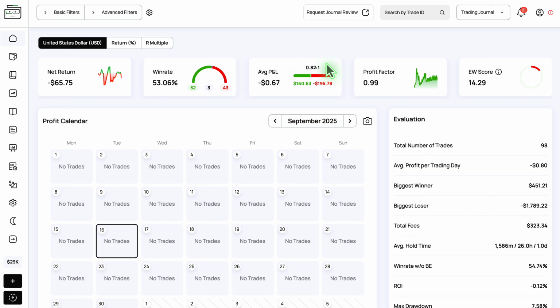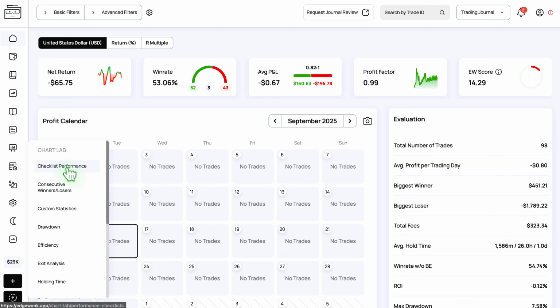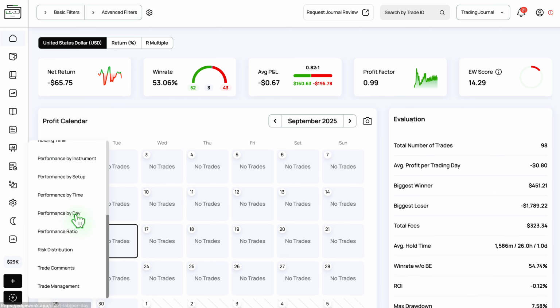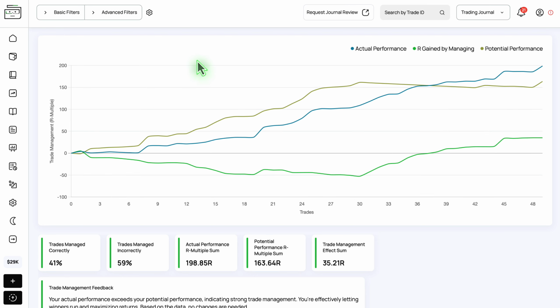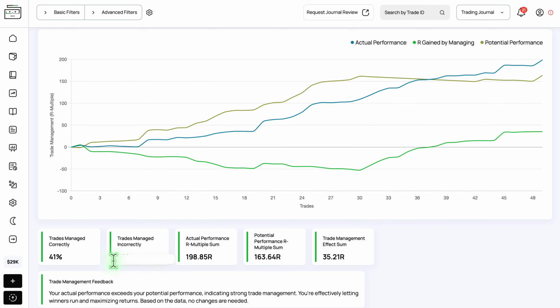And if you see that there is room for improvement, the next thing we can check is the chart lab, and then we want to go to our trade management graph. The trade management graph shows you whether you are managing your trades well or you're leaving money on the table. Here at the bottom, we get the automated analysis, and you can see that the actual performance exceeds the potential performance. And this indicates strong trade management. So this trader here is very good at letting winners run.